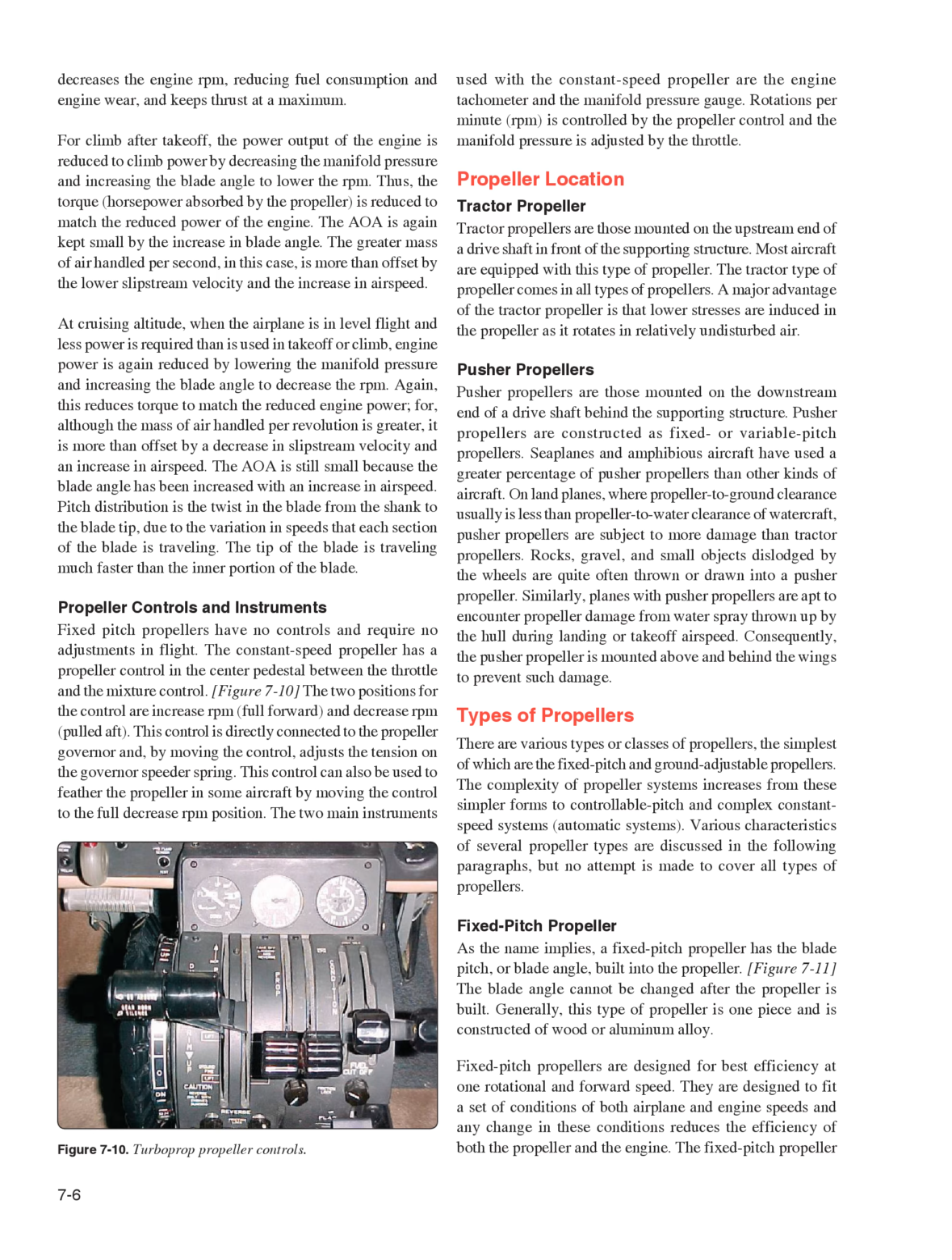Pitch distribution is the twist in the blade from the shank to the blade tip, due to the variation in speeds that each section of the blade is traveling. The tip of the blade is traveling much faster than the inner portion of the blade.